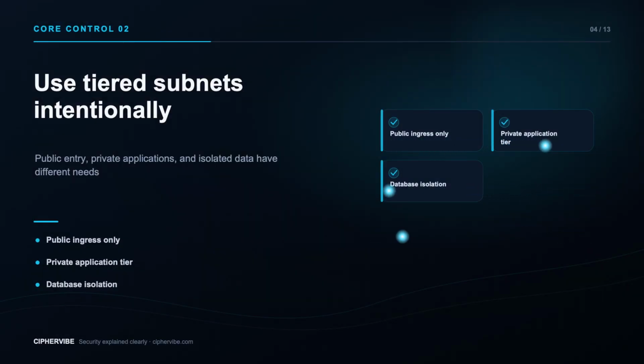Design subnets for the function they serve. Public subnets should host only controlled entry points. Private subnets should host application components with explicit egress, and database or sensitive data tiers should have the narrowest paths, no casual internet route, and restricted administration.